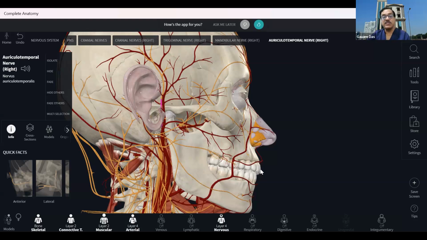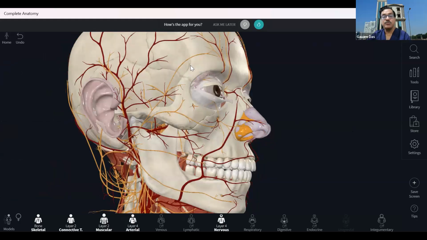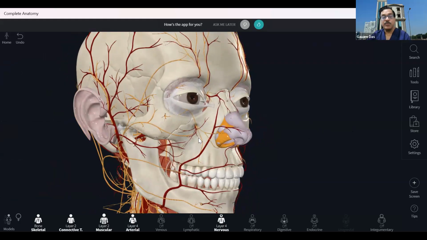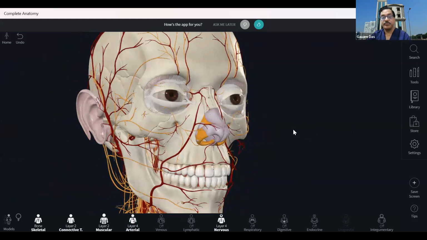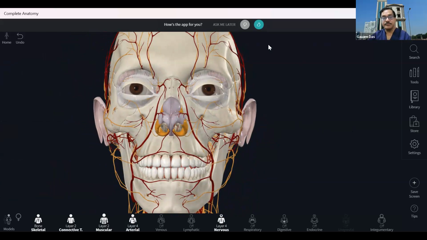So today we'll be discussing these 4-5 nerves. One is maxillary and mandibular, the main trunk. Then your auriculotemporal here. Then the supraorbital, infraorbital, and mental. Okay, any questions?